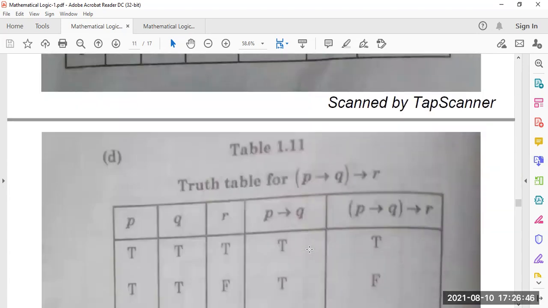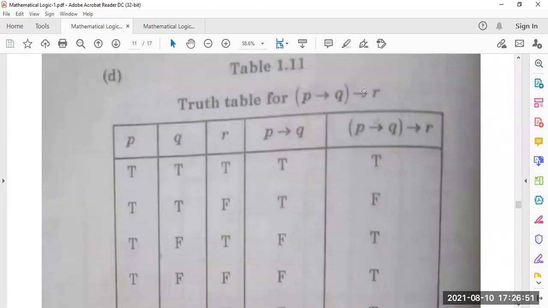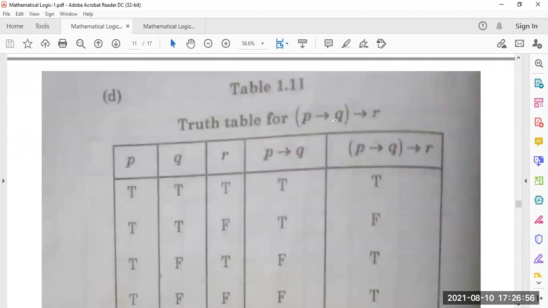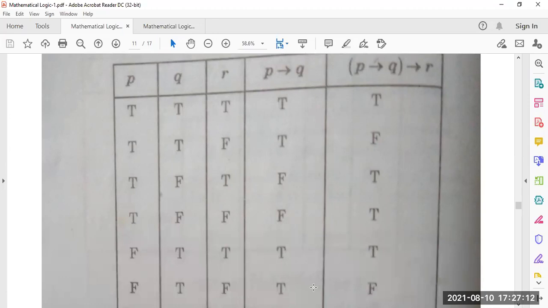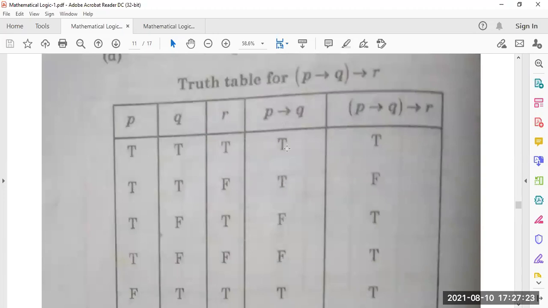So here we are taking 8 parts. Now again PQR. That means PQR 3. So 2 to the power 3, 8 will be taken here. Here also 8 taken. P implies Q implies R. So PQR is taken here. Then P implies Q. Here T T T T F F T F F F T T T F T T F F T F F T. You know that for the implication only TF equals F. Otherwise all are true. So P implies Q is complete.